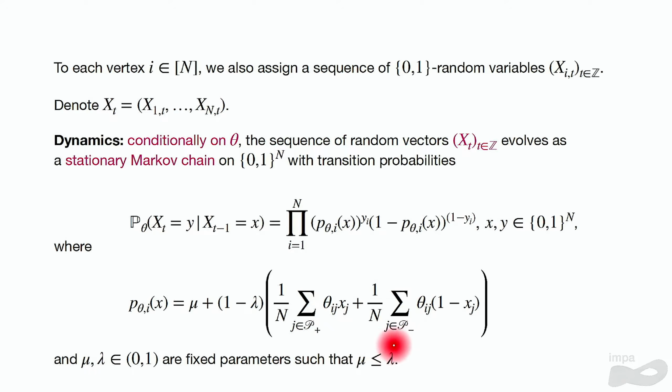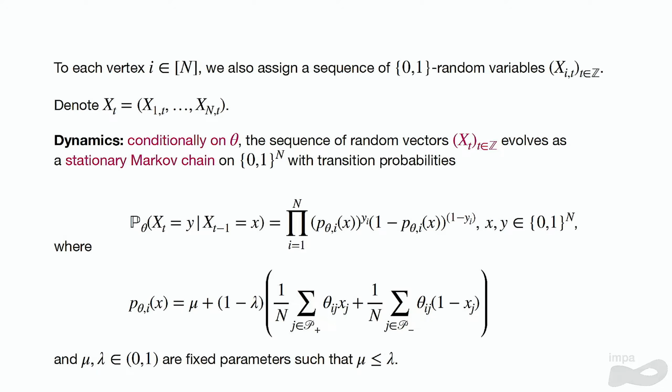And then the second term, I do an average over the neighbors of i, because theta_ij just counts if it's 1, over the set P minus, and instead of computing the number of ones, I compute the number of zeros, okay? So the idea is that the vertices in P plus act as excitatory, they excite the others, and the vertices in P minus inhibit the others, okay? So that's the meaning of these two sets.